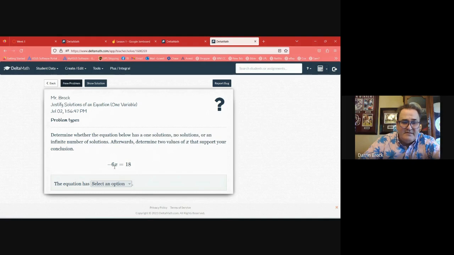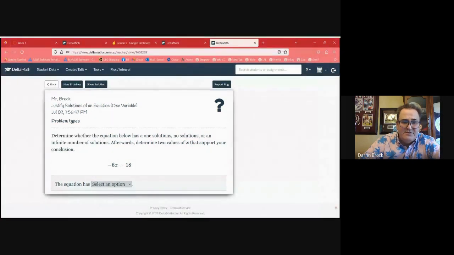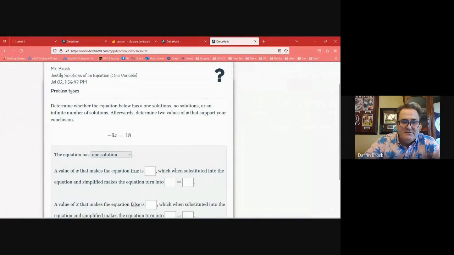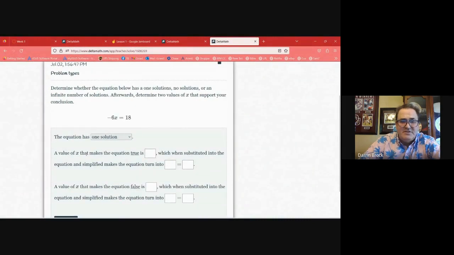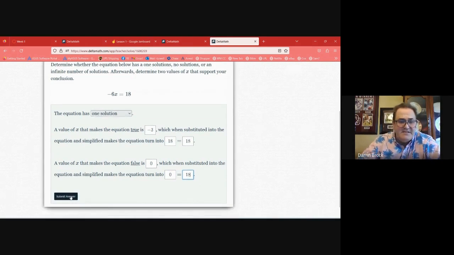So that, if we solve it on paper, is going to have one solution. And it says, okay, so what's a value that makes that true? Well, negative 6 times negative 3, which will make that 18 equals 18, because negative 6 times negative 3 is positive 18. And then it says the value that makes it false. So just choose any other X. We say it's 0. Negative 6 times 0 will make the equation 0 equals 18. And then submit your answer.